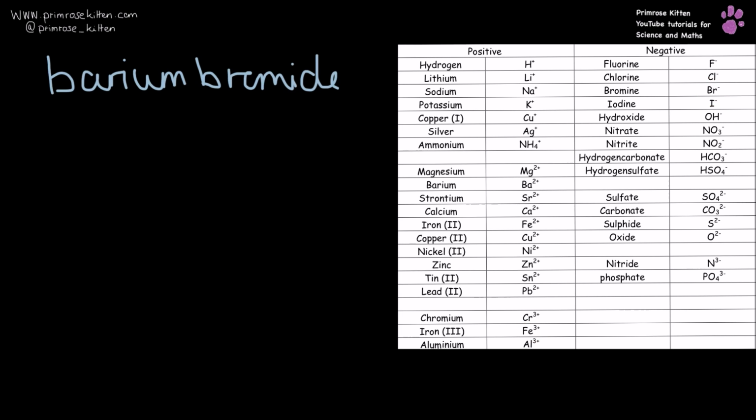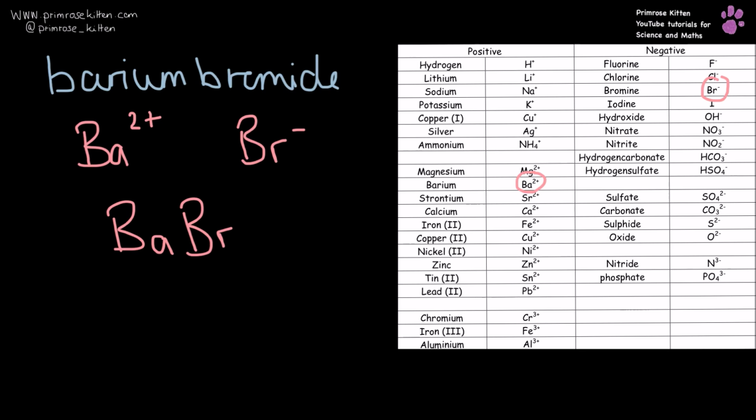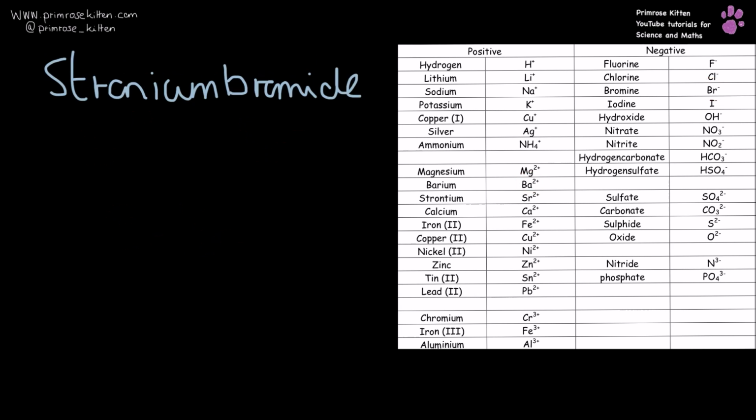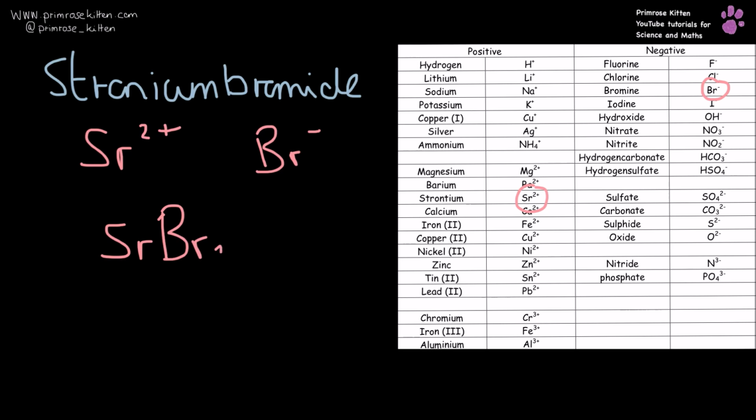Barium bromide, barium is here, bromine is here. Ba2+, Br-. So we need 2 minuses to cancel out 2 positives. So we have BaBr2. Strontium bromide, Sr2+, Br-. Again, we are going to need 2 minuses. That is SrBr2.